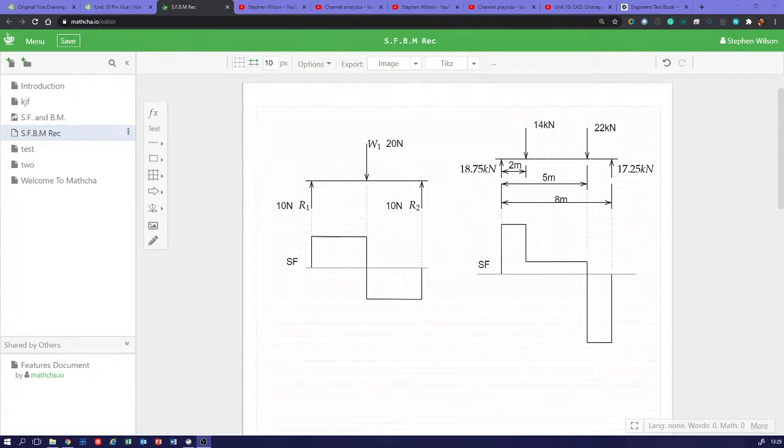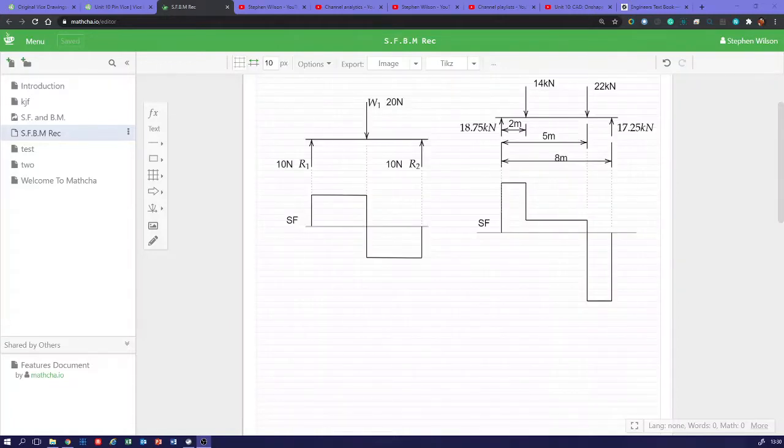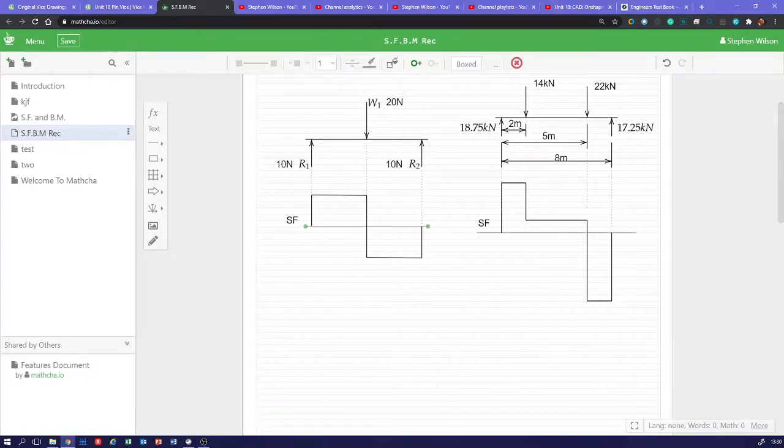Okay, so now we're going to continue looking at bending moment diagrams. Last video we covered shear force, and this is the examples from that. So we're just going to build on this now, and we're going to do our bending moment diagrams. So we'll start, as always, with something nice and simple.